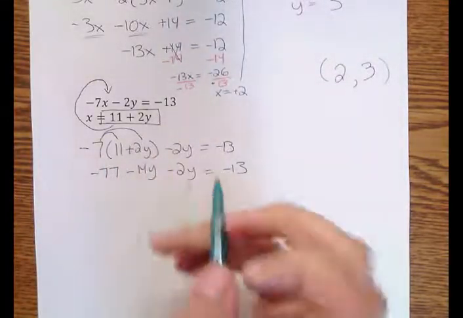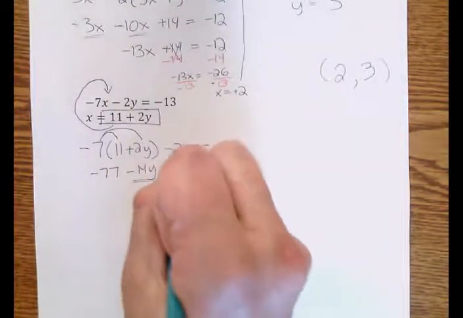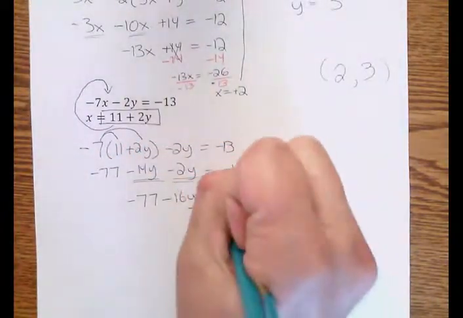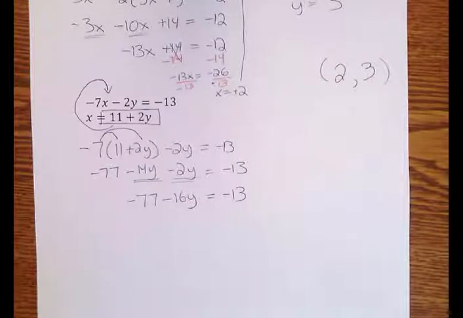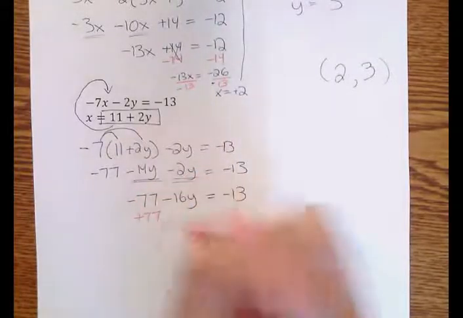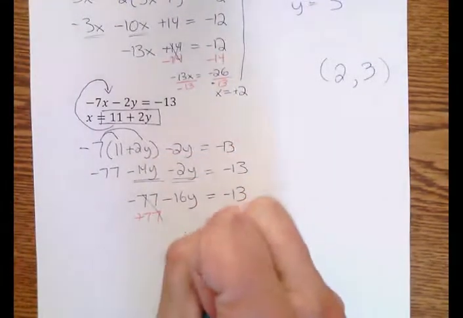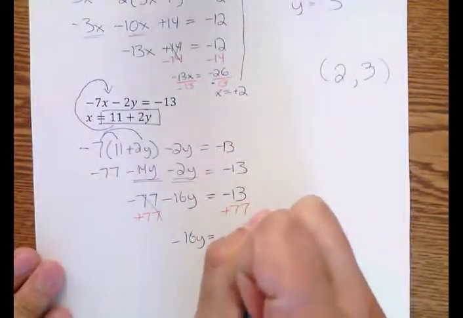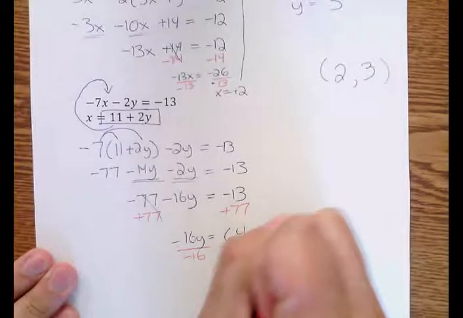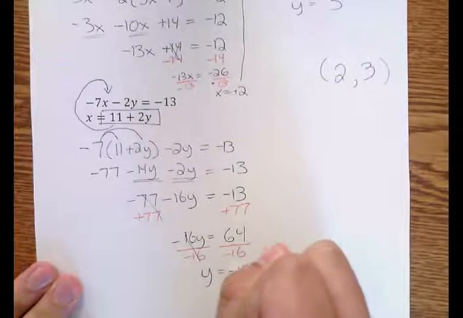After distributing through parentheses, I see these like terms here. I see a -14y and a -2y. Those can be combined, and we get -16y. Still have a -77 hanging out, and this is still equal to -13. So, did my distributing, combine like terms. Pretty simple equation from here on out. Add 77, add 77. That leaves us with -16y = 64. Divide by that -16, divide by that -16. We're left with y = -4.